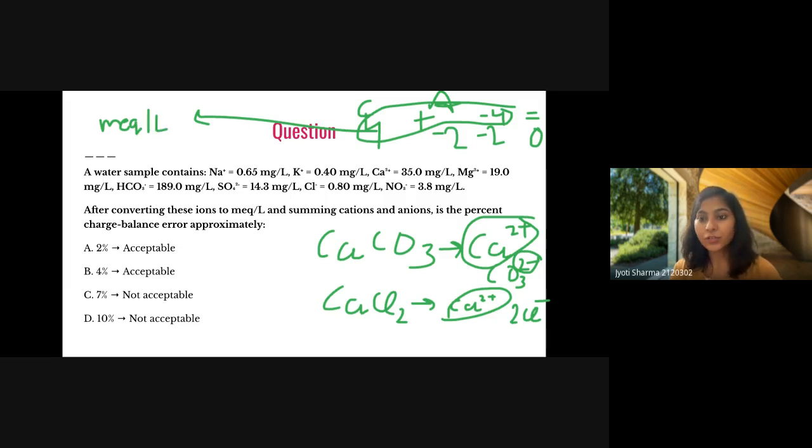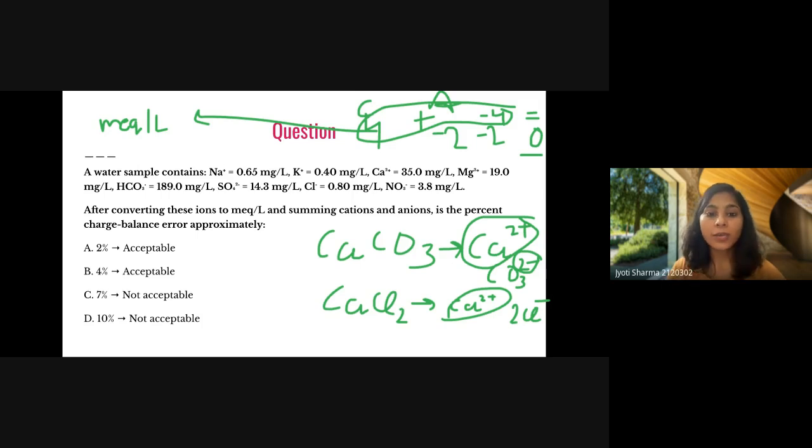Okay, that should be equal in milli equivalent per liter. And if it is 0, then it means whatever test we are undergoing, that test is true. But if these are not equal, cations not equal to anions, that means we do not have charge balance and we do have some error. It means the analysis we are doing is wrong.